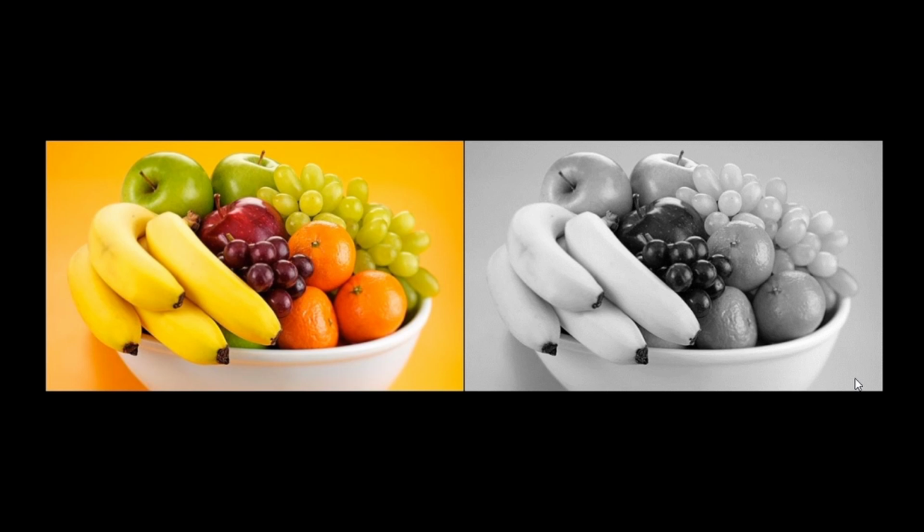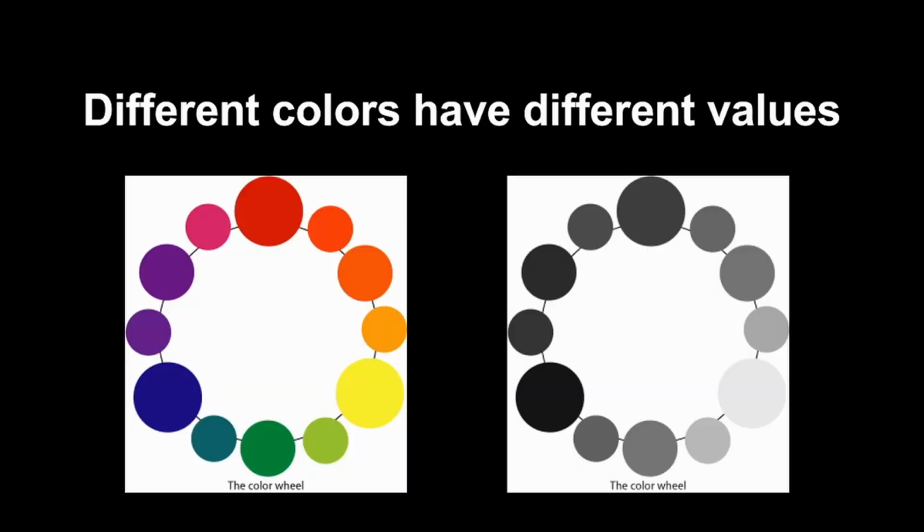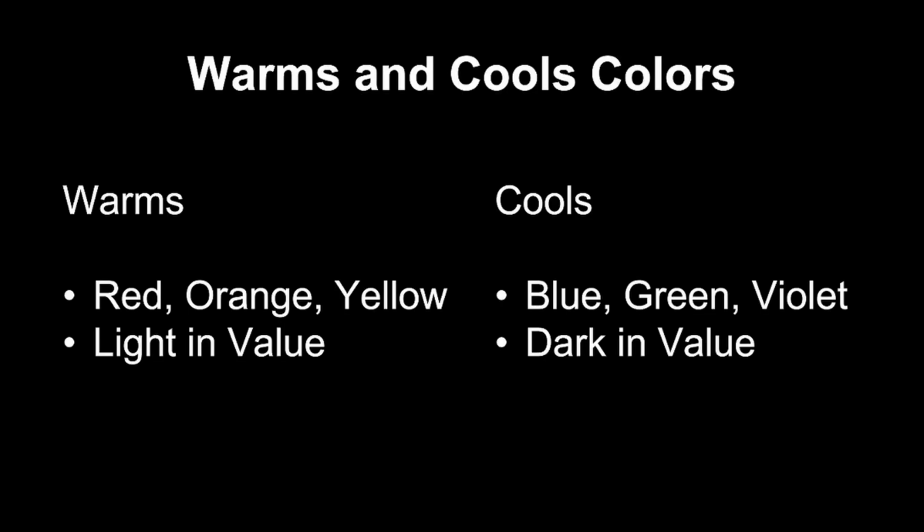So we can see in this image in color, when we make it black and white, the values do very different things. Sometimes values and colors are going to work quite differently. Different colors have different values, right? So often our warm colors, reds, oranges, yellows, are going to be lighter in value. And our cool colors, violets, greens, blues, are going to be darker in value.